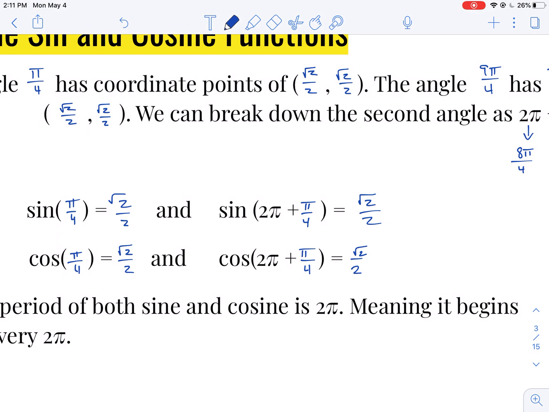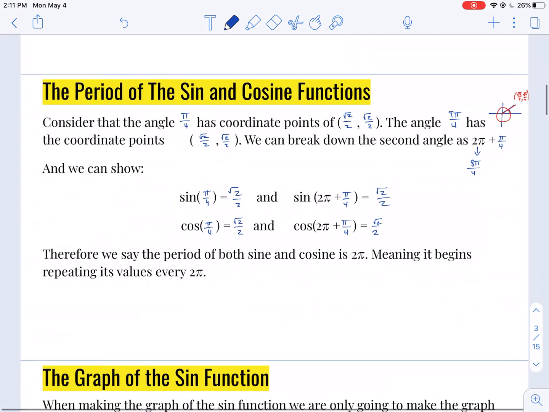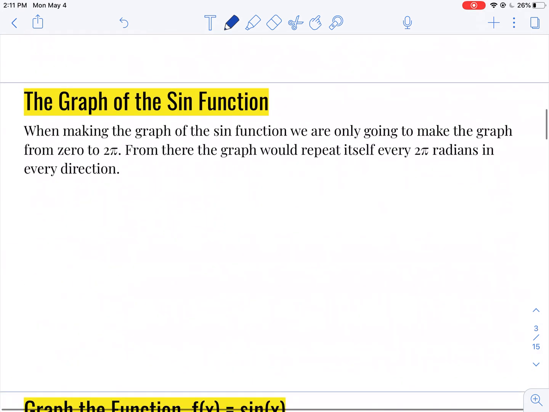So we kind of have these cycles happening, and we're going to start applying it. So when I graph the sine function in these notes, I'm only going to graph from 0 to 2 pi, because it will start repeating itself. I have some screenshots from Desmos to help us look at what that is, but we're only going to look from 0 to 2 pi.